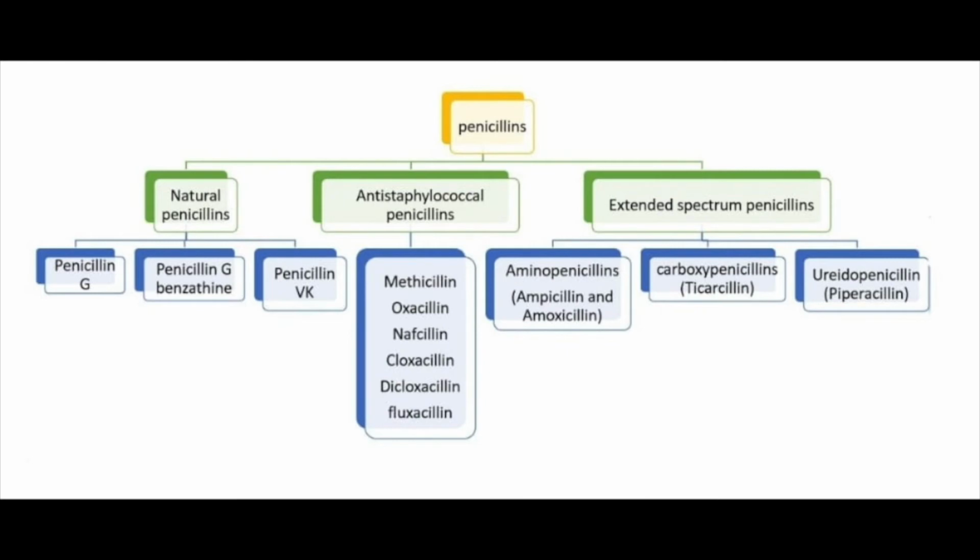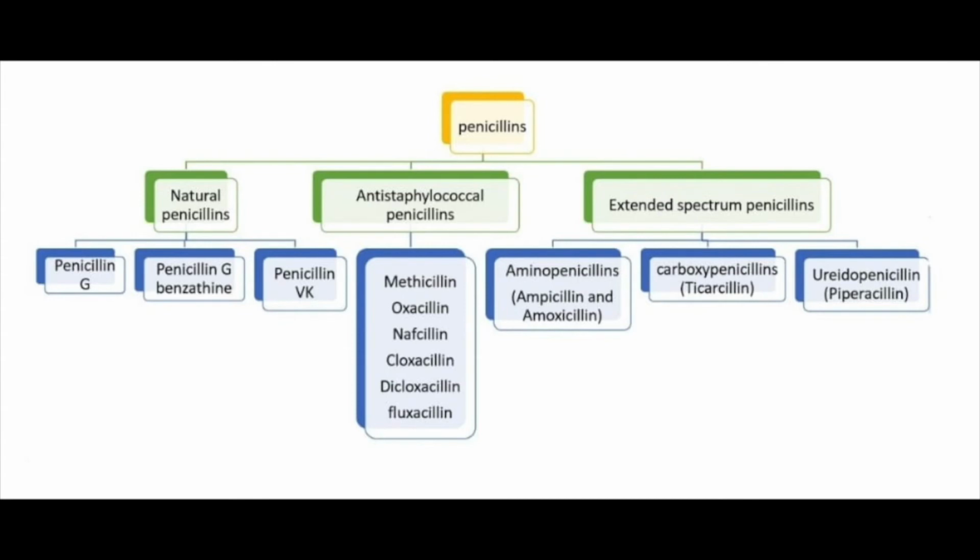We have three main categories of penicillins. The first one is natural penicillins, which include penicillin G, benzathine penicillin, and penicillin VK. This group generally has a very narrow spectrum. It only covers gram-positive bacteria, and they are beta-lactamase sensitive, which means they can be resisted by bacteria.